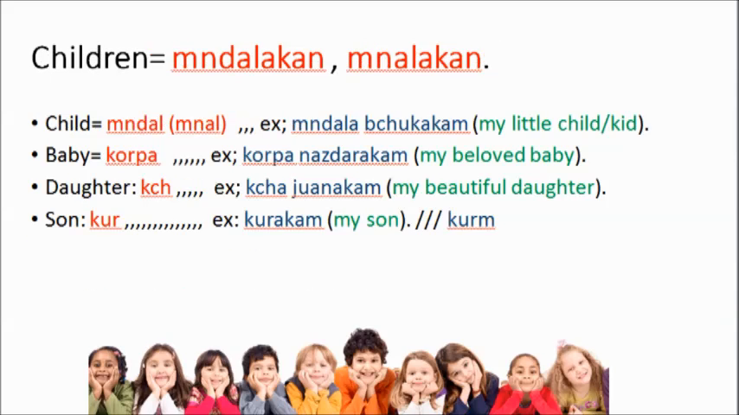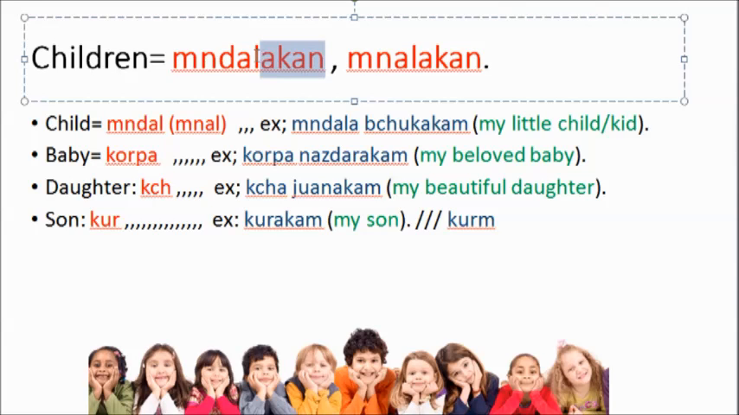Okay, let's go. Children. Okay, basically, if you want to say children, you say mandalakan. Mandalakan, it's plural. But if you take akan away, it will be mandal, meaning child. This is the standard way to say it, but in Slemani we say it differently, okay? Actually we omit these sounds mostly, and we say manalakan, okay?